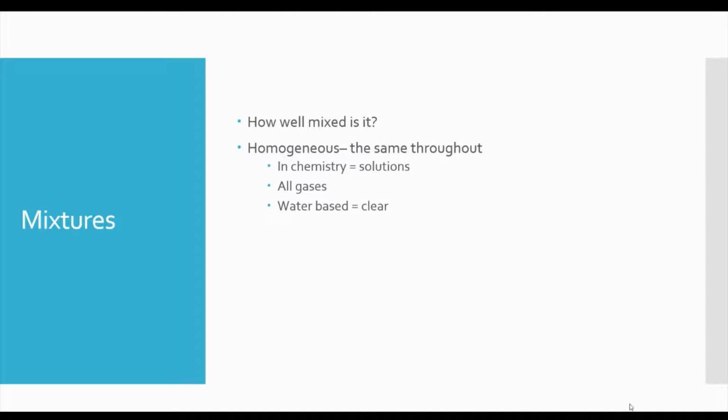And then, as I mentioned, anything that is dissolved in water, if it is a solution, it is going to be clear, meaning that we can see through it. Now, it may have a color associated with it, but it will be clear. We can see through it. It's not going to look foggy, and it's not going to look opaque.